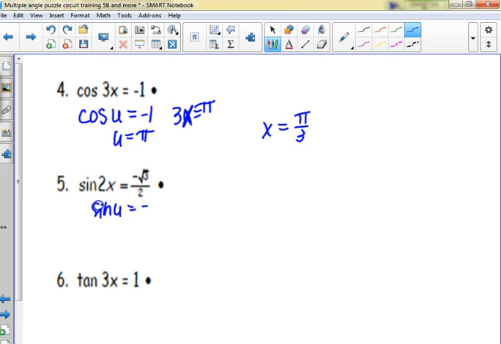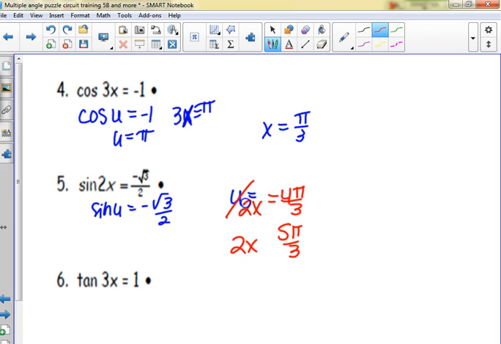This one down here. Pretend it says the sine of u equals negative square root of 3 over 2. Where does that happen on the unit circle? 5 pi over 6 and... Wait a minute. Nope, that's cosine. My bad. Sine, I gotta be down here. 4 pi over 3 and 5 pi over 3, right? Okay, but that's u, and u is really what? 2x. So how do I get x?